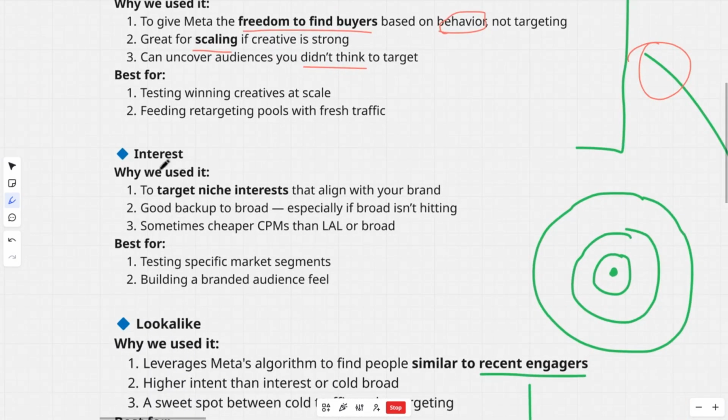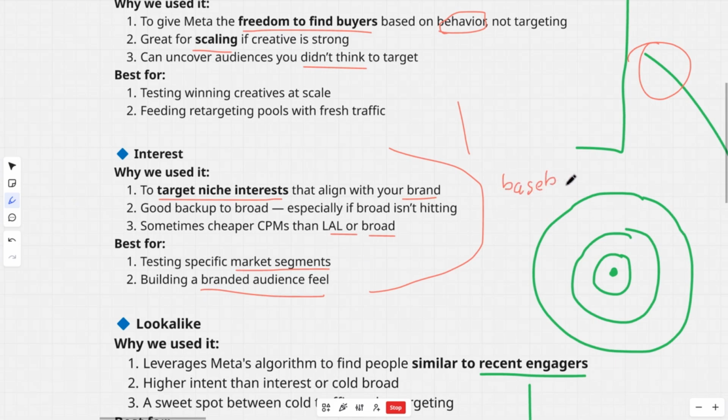So next is our interest stack. Why do we use this? We use this to target niche interests that align with your brand. This is good to back up your cold conversion if it's not performing, and sometimes it's cheaper than your lookalike audience or your cold conversion. But basically, it's best for testing specific market segments and building a branded audience feel. So basically, if you're selling baseball related products, you know that baseball is an interest that your audience resonates with. So when you target your ads towards people who like baseball, you know that you're probably going to have a better conversion than just random people across the internet.